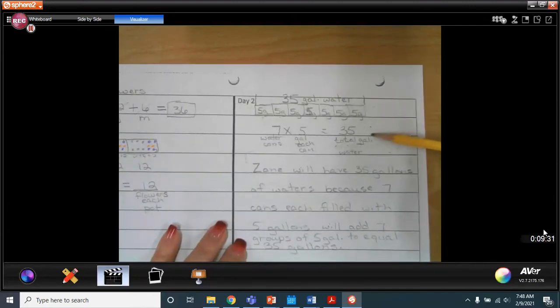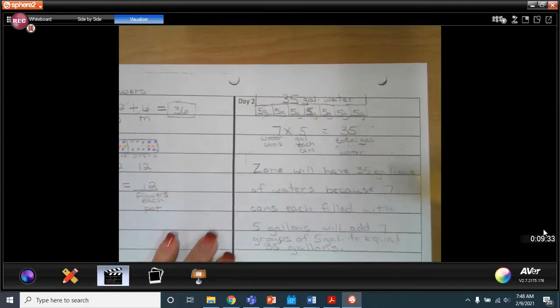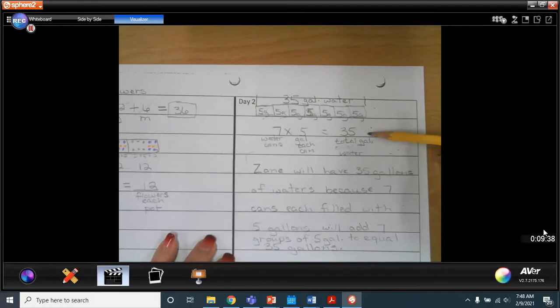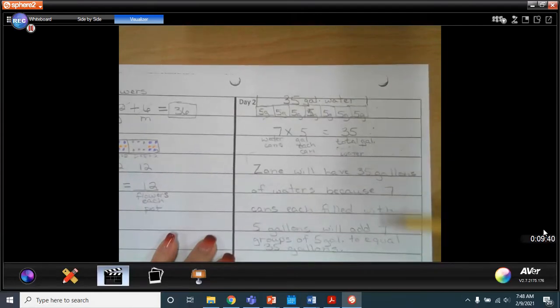Now, again, this is just a way to explain your thinking, but notice I have drawn a model, I have given myself an equation, and I have explained my thinking behind my equation. So make sure that you're practicing this in your DMA.